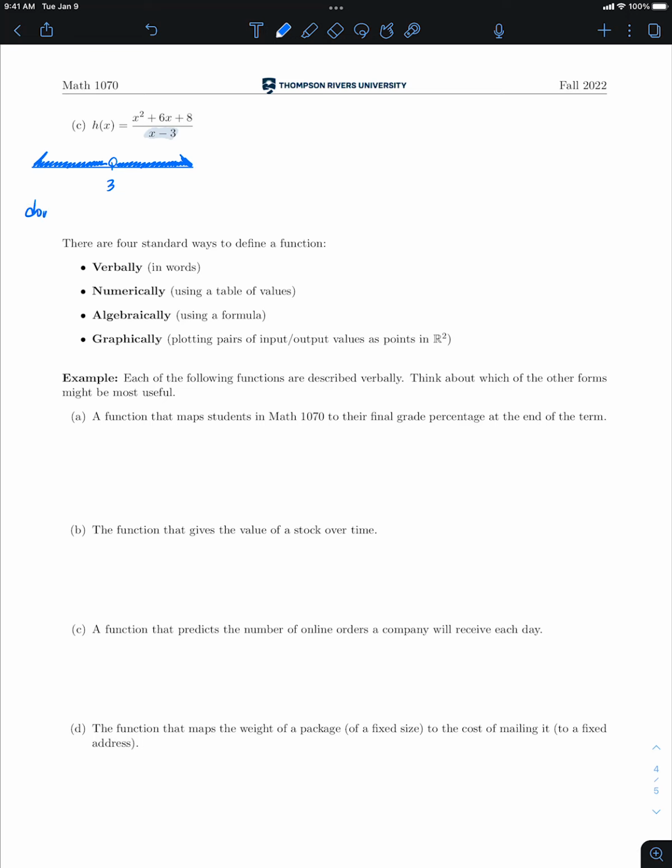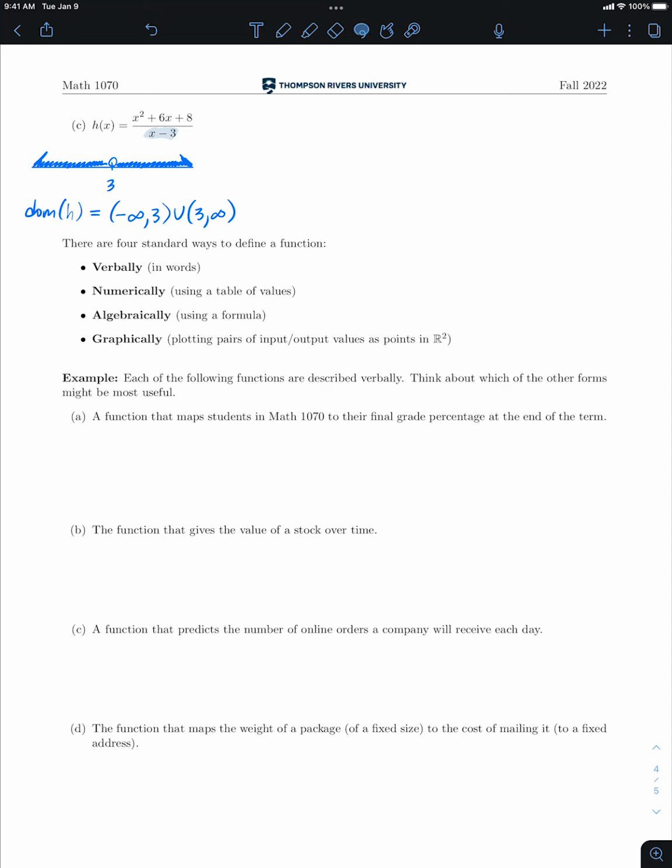So if I wanted to write it in interval notation, I could say the domain of h is the union of the interval from negative infinity to 3 along with 3 to infinity. And I'll come back to that. Notice we weren't asked for the domain, right? So why did I say this? Well, we'll come back to that.